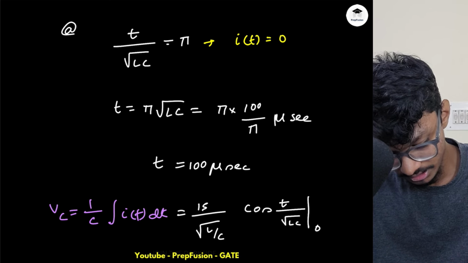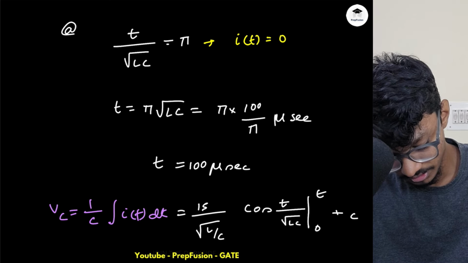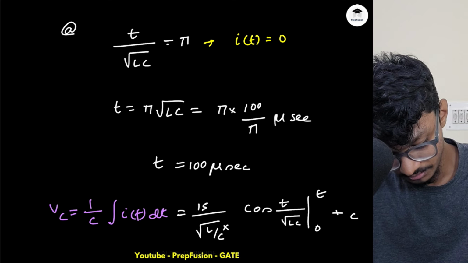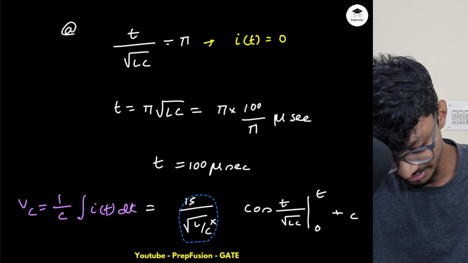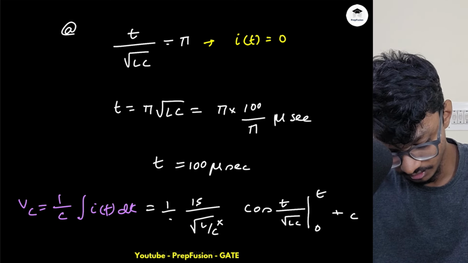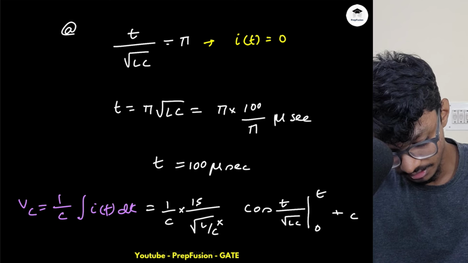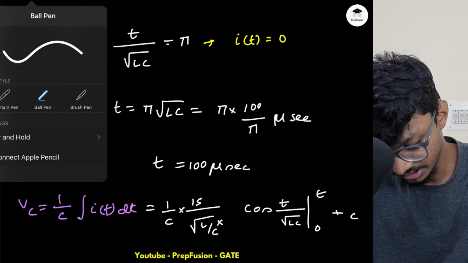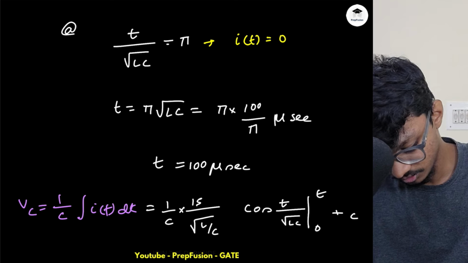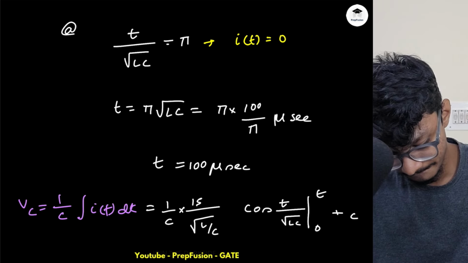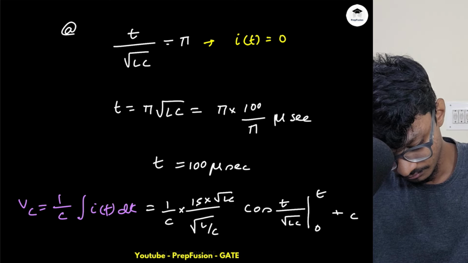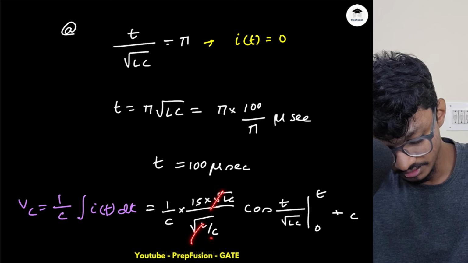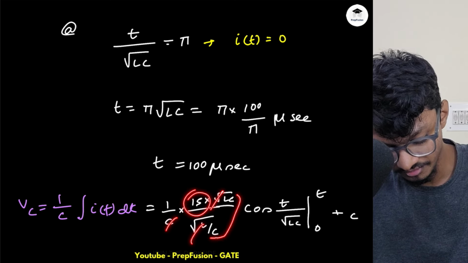At t equals 0 and t equals t plus c, okay, and this will be multiplied by, just hold on, there is a 1 by C as well, right? I have to take care of everything right now. So there is a constant, you can do the integration for yourself, and there is a 1 by L by C, so the LC, right? Under root LC will go at the top. So this under root L will get cancelled, this will be C, and this C will get cancelled, only 15 will remain as the coefficient.